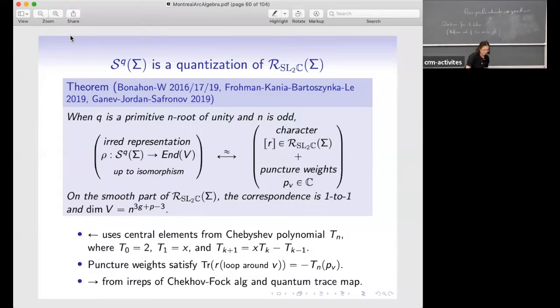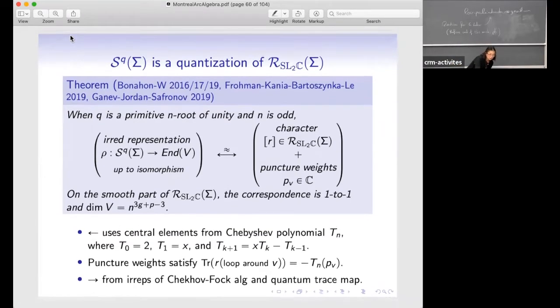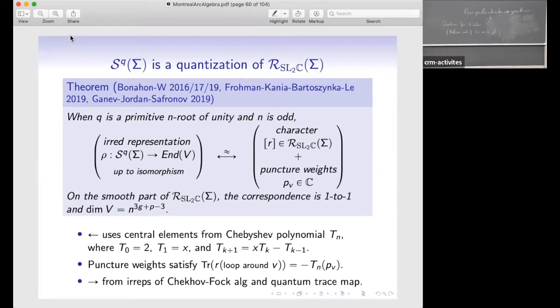So, okay. And then in the other direction, from here I can reconstruct an irreducible representation. And there's an explicit way of doing this, using Chekhov-Falk algebra, and then there's a quantum trace map that maps the skein algebra to the Chekhov-Falk algebra, whose representation theory is easy, and you just do that. It's explicit. I'm not going to say very much there because it goes on for a while if we wanted to go in that direction.